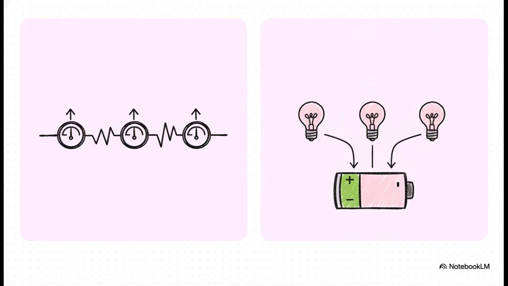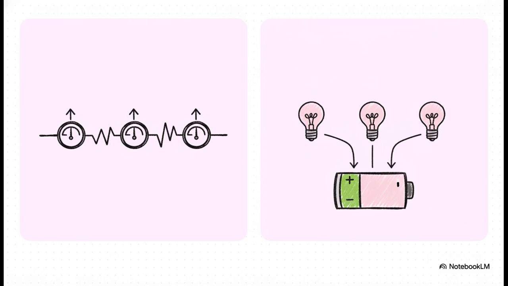Look at side A. The current flowing through is exactly the same everywhere. If you measure the flow at the beginning, the middle, or the end, it is identical. But look at side B. The total voltage from the source is divided and shared among all the components. This is actually the exact opposite of a parallel circuit. In a parallel setup, the current branches out in splits, but the voltage stays constant across all those branches.